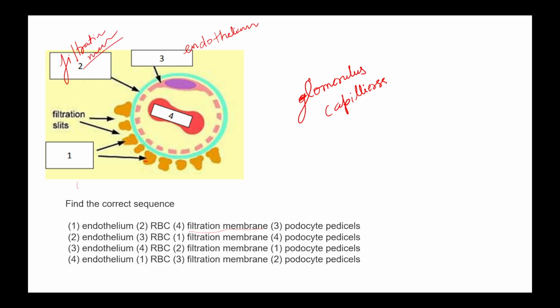Then in between you can see the filtration slits. These are of one single podocyte. A large podocyte remains like this, and these are the pedicels, attached while leaving some space. So these are called podocyte pedicels. Correct, and the fourth is RBC.